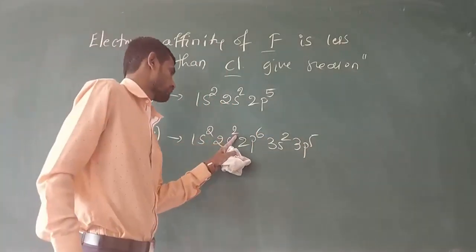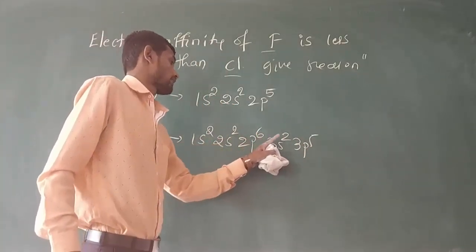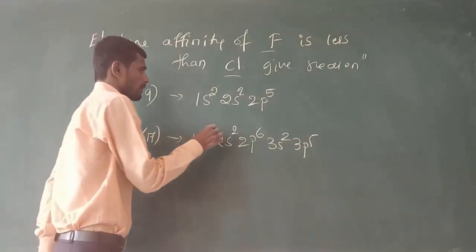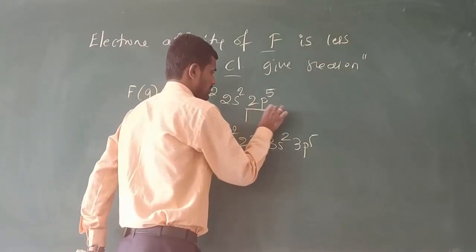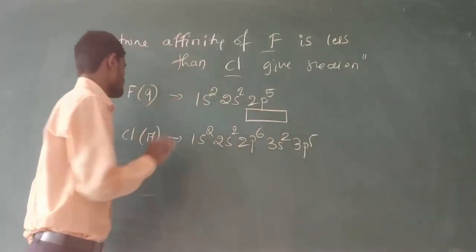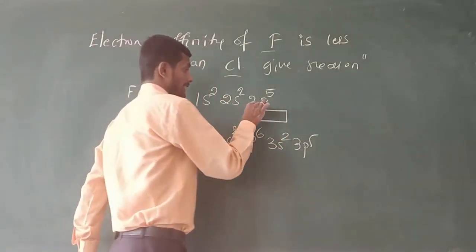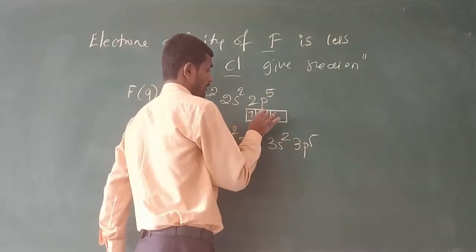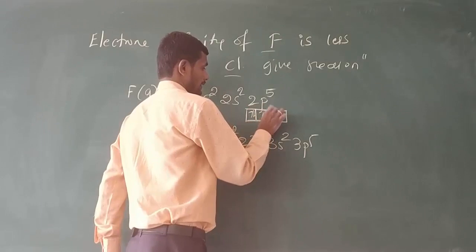2 plus 2, 4, 10, 12, 7. Yes. Students, remember, because of the small size of the fluorine atom, in the 2p orbitals there are 5 electrons. Is it right? Yes.